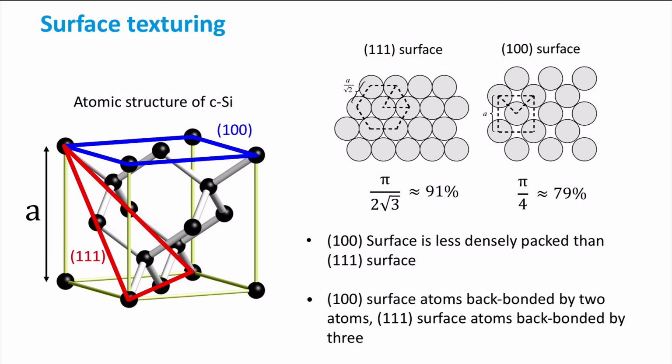Furthermore, each atom at a 1, 1, 1 surface is back bonded by 3 atoms, whereas for the 1, 0, 0 surface, each surface atom has 2 back bonded silicon atoms. This plays an important role in the texturing process of crystalline silicon wafers. We will now briefly go through the production process to obtain textured wafers, in which it becomes clear why we showed an angle of incidence of 36 degrees in the introduction figure.